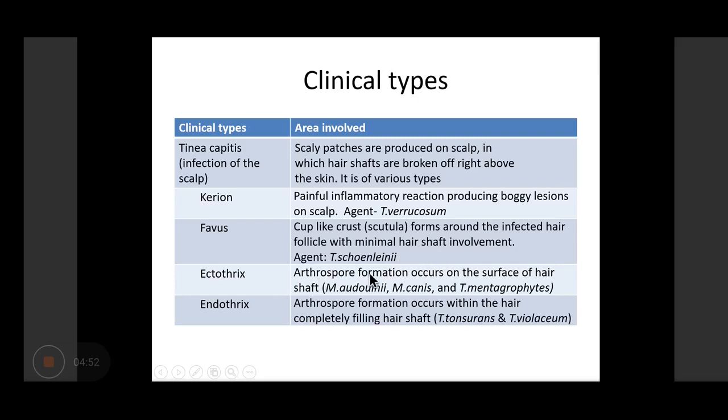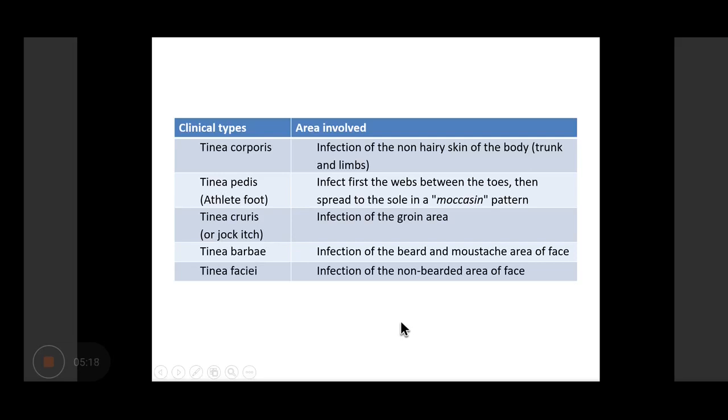Then ectothrix, where the arthrospore formation occurs on the surface. As the name says, ectothrix: the fungal infection is formed on the surface of the hair shaft. And endothrix is when the fungal infection, the arthrospores, go inside the hair shaft. They fill the hair shaft completely. So these are the various species which cause chirion, favus, and other hair infections, ectothrix, endothrix.